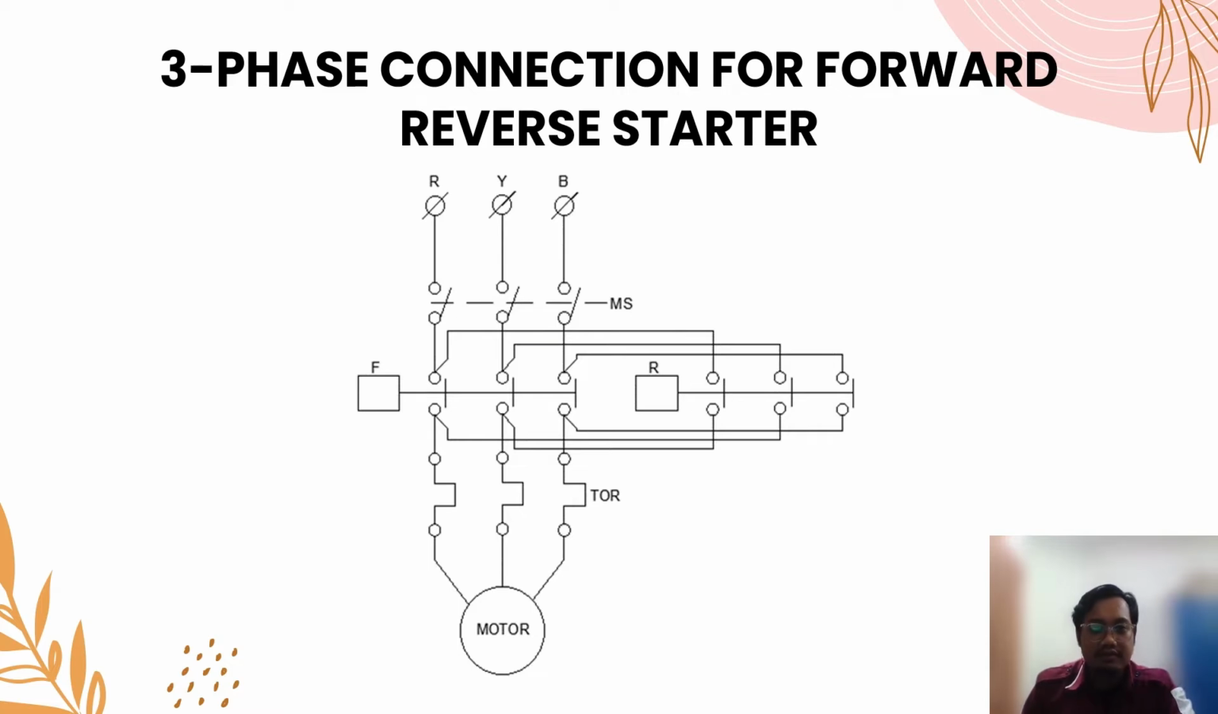Okay, this is the three-phase connection for the forward reverse starter. From the three-phase supply, we connect to the input of the MCCB, and then the output of the MCCB is connected to the forward and reverse contactors. Next, the output of the reverse contactor is connected to the forward contactor, where U reverse is connected to V forward, and V reverse is connected to U forward. Next, the output of the contactor is connected to the input of the TOR, and the output of the TOR is connected to the AC motor.